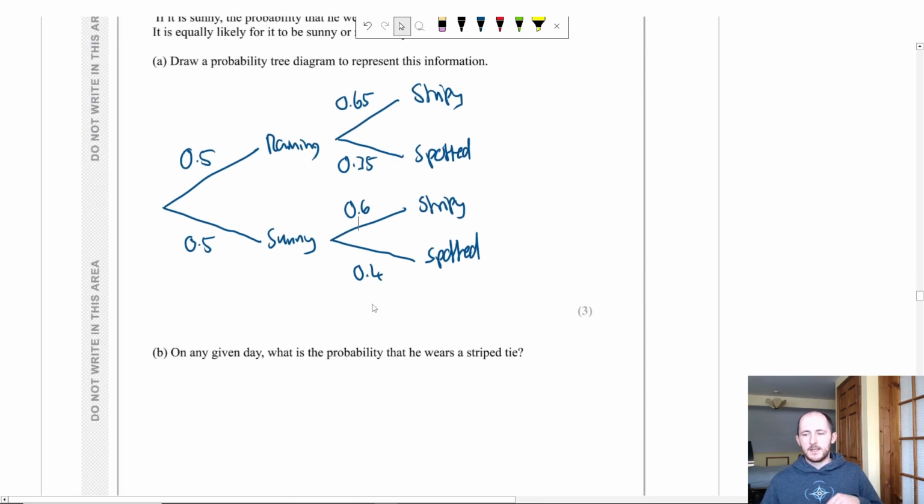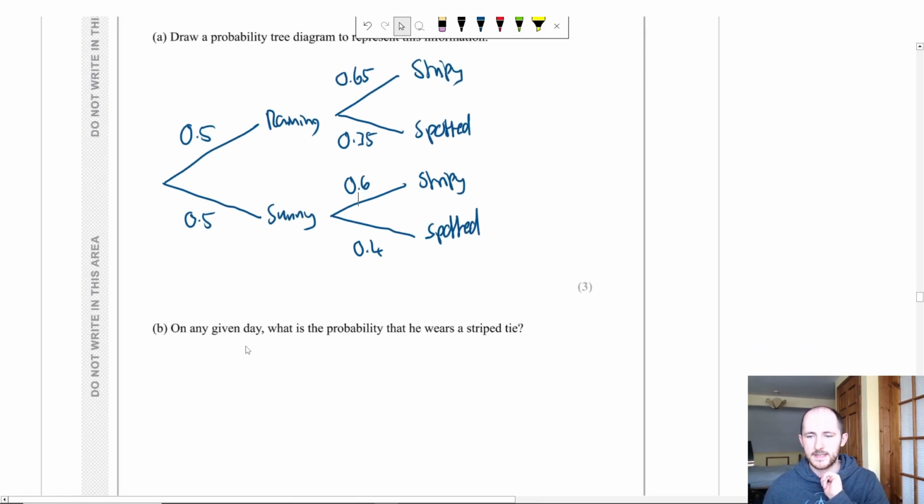Okay? It then says, on a given day, what is the probability he wears a striped tie? So again, this is where probability trees are really, really useful. So let's look at the 2 different ways he can get a striped tie, right?